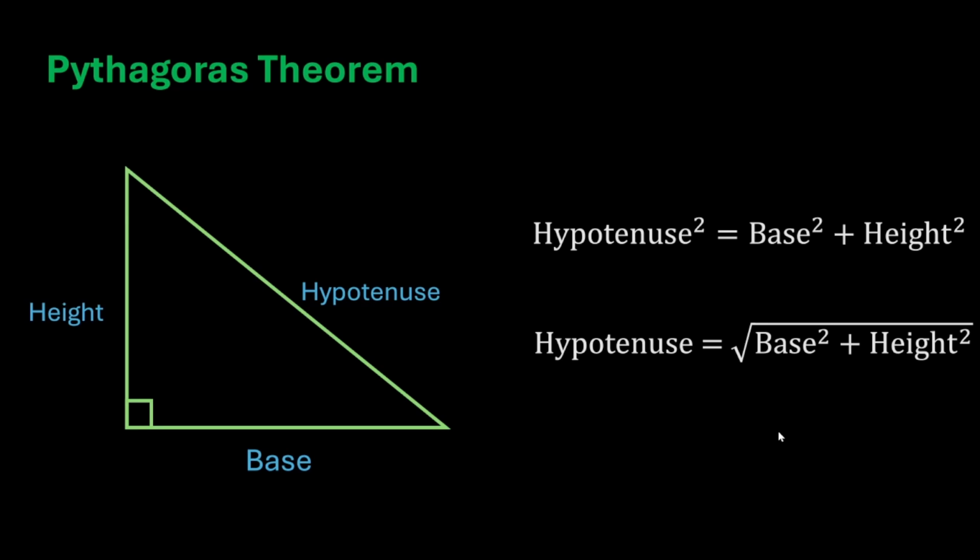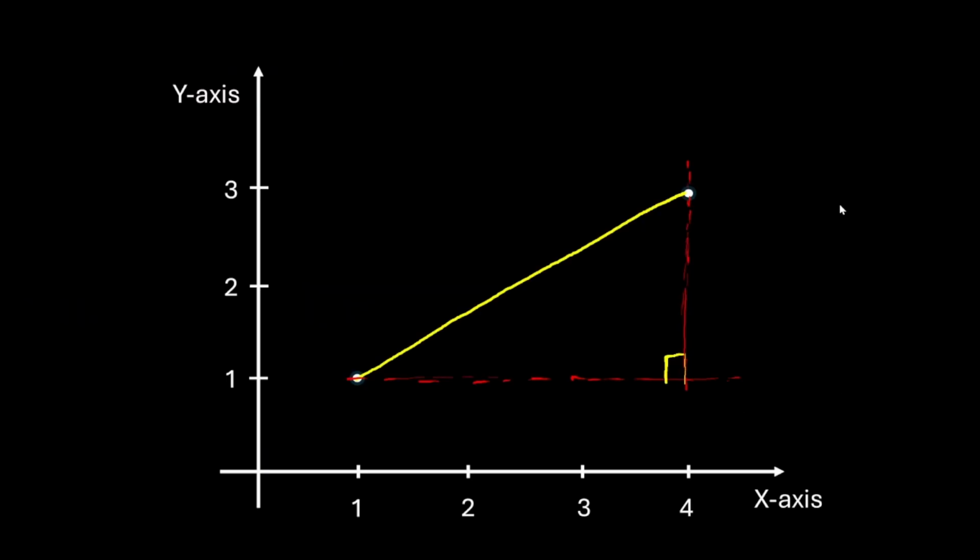Let's use this fact to find the distance. Let's first label these points. So this point is (1, 1) and this point is at (4, 3). So what is the coordinate of this point? This point has coordinate (4, 1). We have already seen how to find this horizontal distance. What we have to do is just subtract their x coordinates, right? 4 minus 1 is equal to 3.